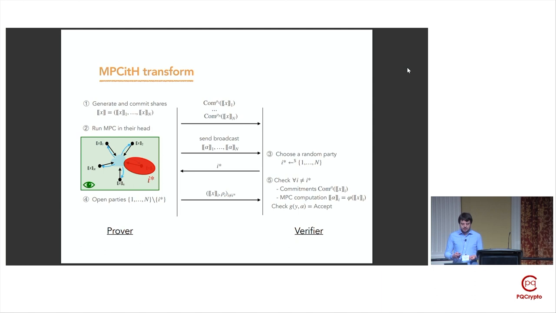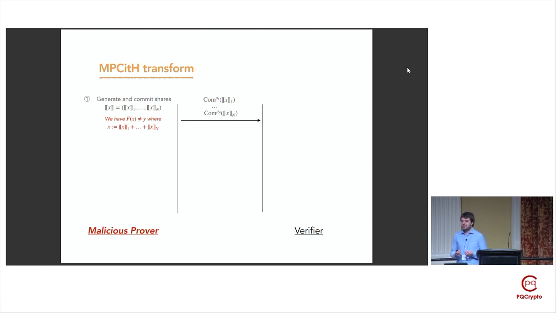Why is the proof sound? Let's imagine that we have a malicious prover. We do not know such a pre-image. How will he proceed? First, as previously, he'll generate a sharing, but a sharing of what? Of a value X, which is not the pre-image of Y, because he's malicious and doesn't know such a pre-image. So X will not satisfy the equation f(x) = y.